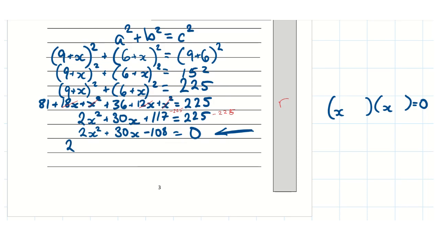I'm going to put 2 on the outside, and I'm going to have x squared plus... 2 times what gives me 30x? It's going to be 15x. And 2 times what gives me a negative 108? That's going to be negative 54.